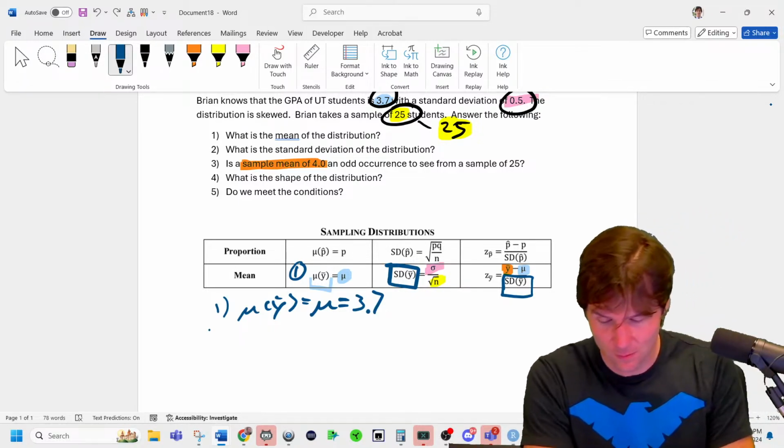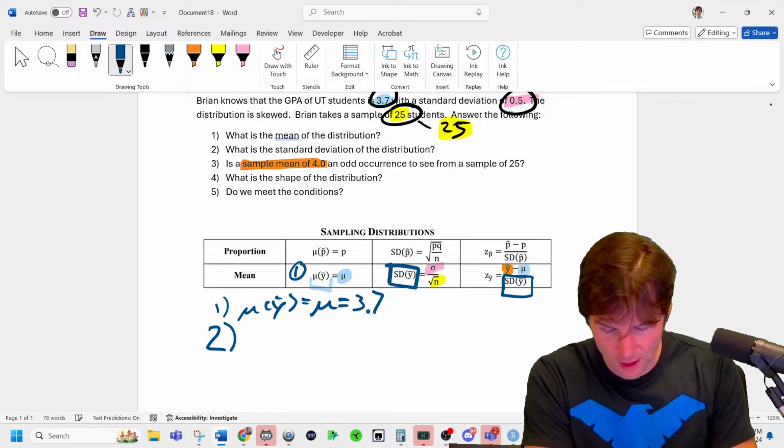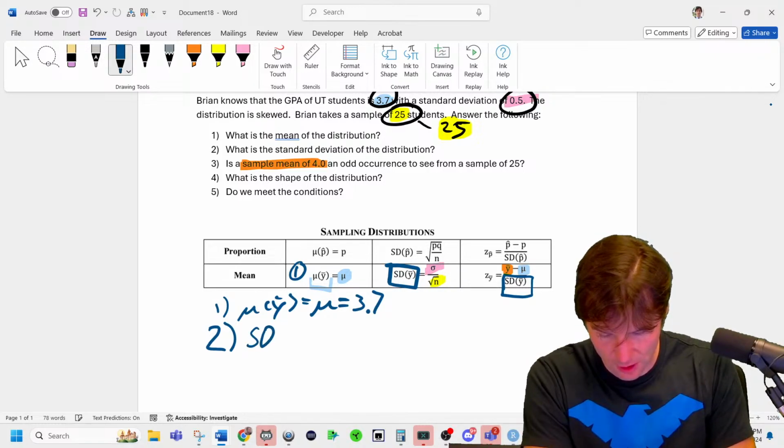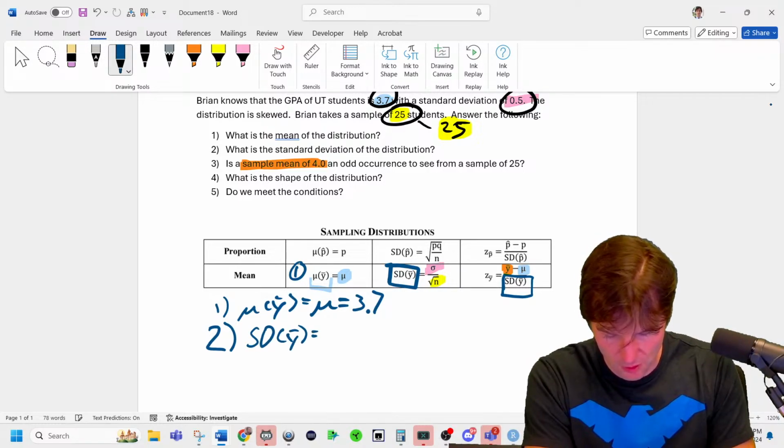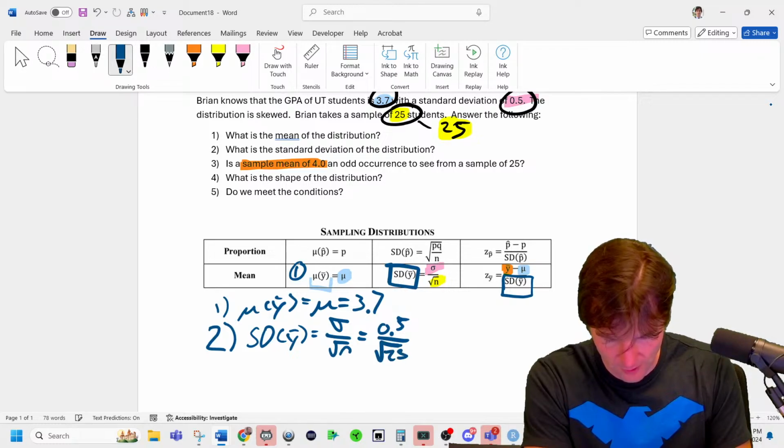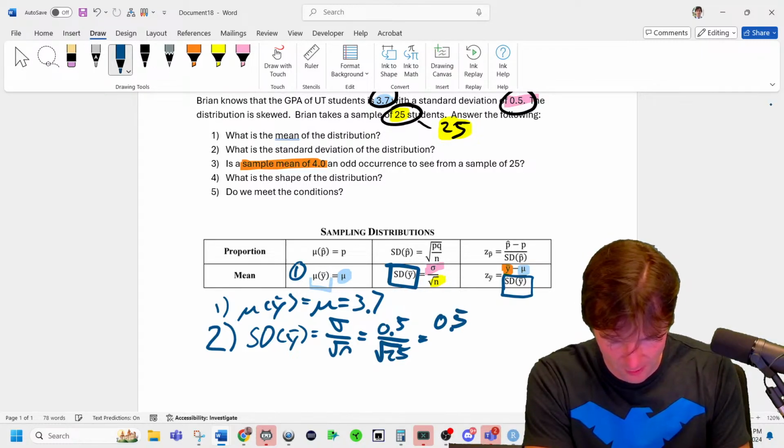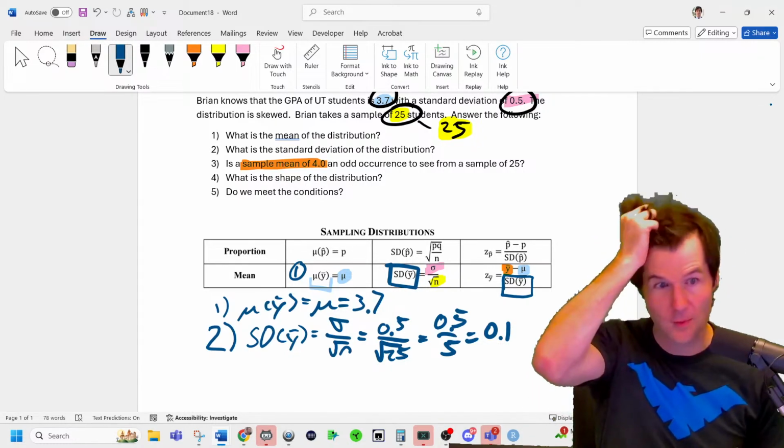I made it nice and easy. The standard deviation of y bar is equal to the original standard deviation over the square root of n. So we take the original standard deviation of 0.5 over square root of 25, and I made a nice neat number. 0.5 divided by 5 is equal to 0.1. So there we go. That is it right there.